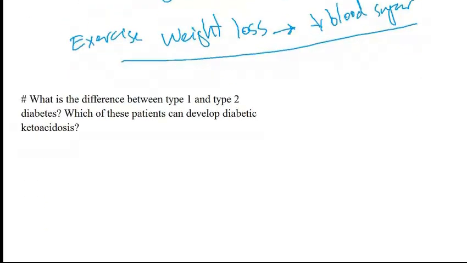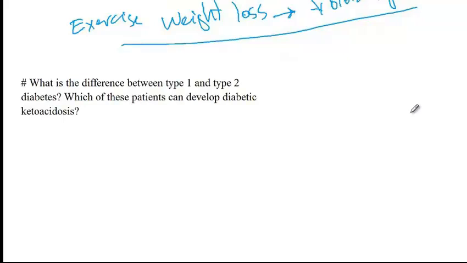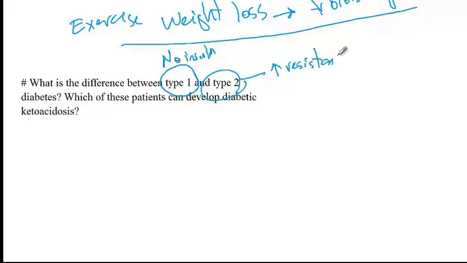Now the next question is, what's the difference between type 1 and type 2 diabetes? We've already discussed. With type 1, there is autoimmune destruction of the beta cells that are producing insulin. So there is no insulin production. While with type 2, it's usually seen with obesity due to increased resistance.